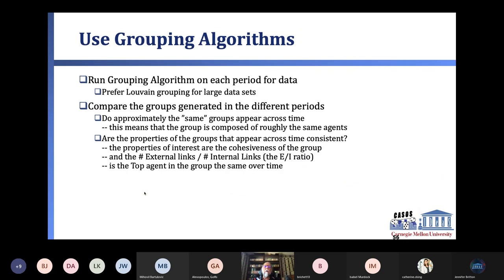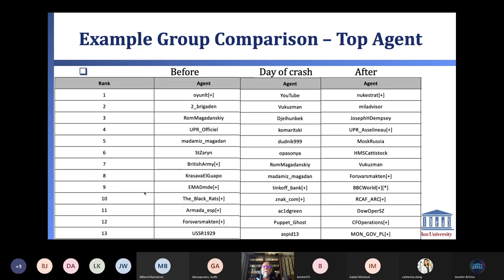So let's use grouping algorithms. So we can run grouping algorithms on each of these three data periods. For a larger data set, we prefer to run Louvain, which is one particular grouping style. And we can look at those groups. Lots and lots of ways to look at groups. We could look at the key agents who are the most central agent in each group. This is the tightest group and the key agent within the tightest group.